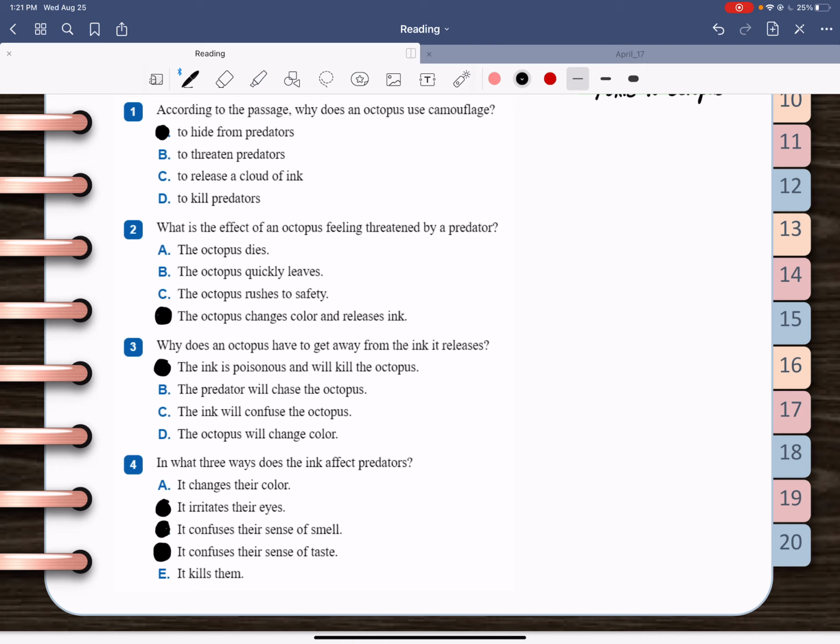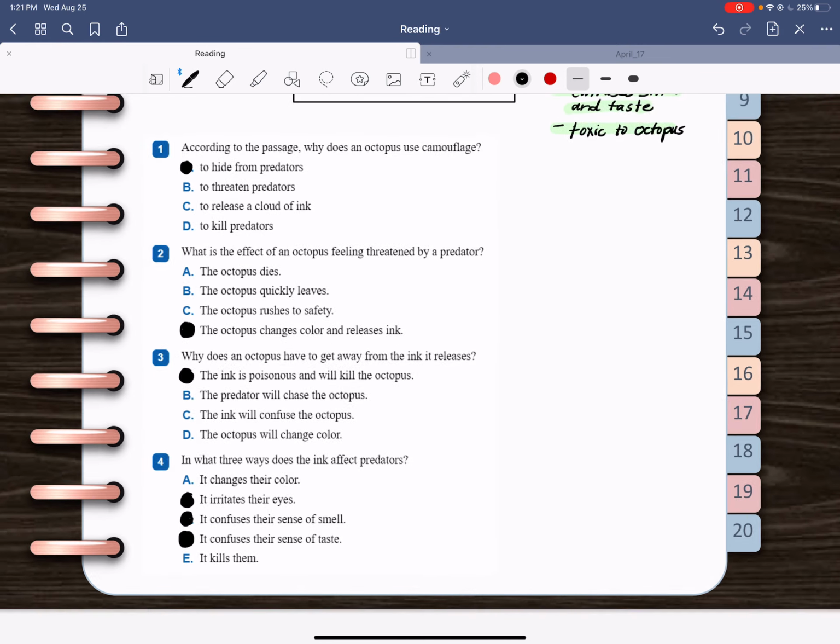Does it kill them? No. It kills the octopus. So be careful with that one. And on this question 4 on TABE, you would have to get all 3 of those to get full credit for that question.